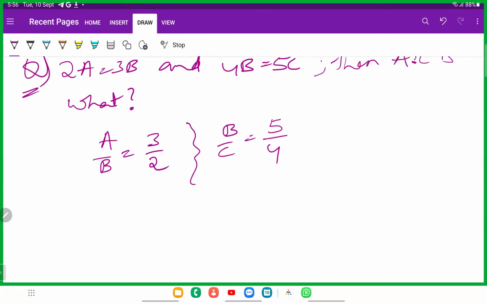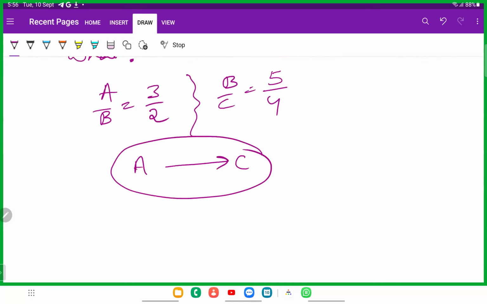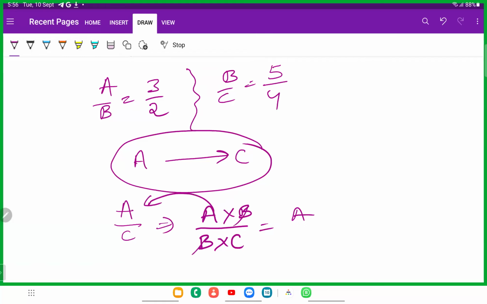Then what I am doing here, I need to find out the ratio between A and C. So how can I write A is to C? It is nothing but A by C. If I multiply and divide by B, then it would be A by B into B by C. Multiplying and dividing B here, if I cancel B again, it will ultimately be equal to A by C. So I'm multiplying B in the numerator and C in the denominator, or you can say multiply and divide B.